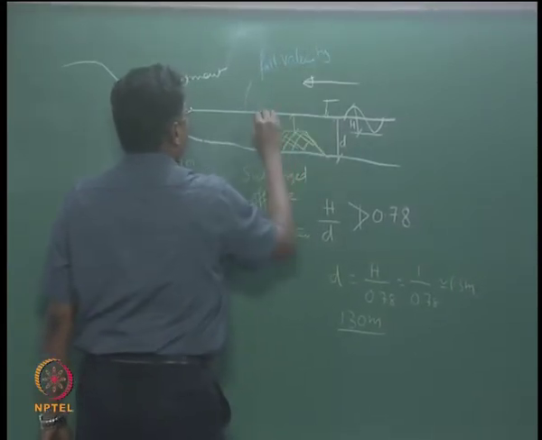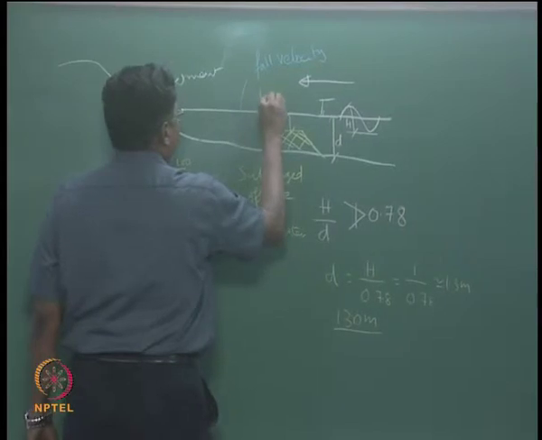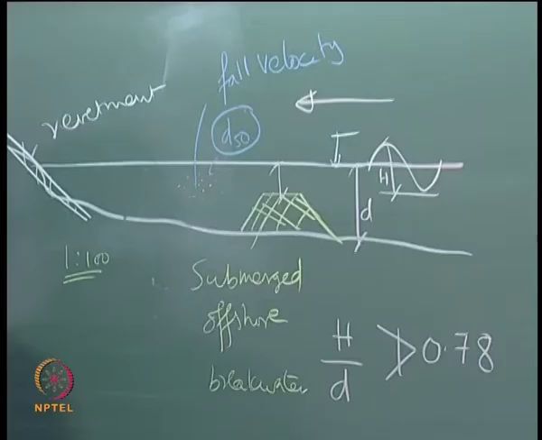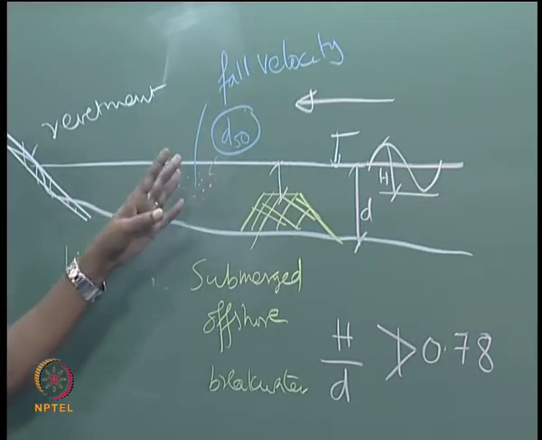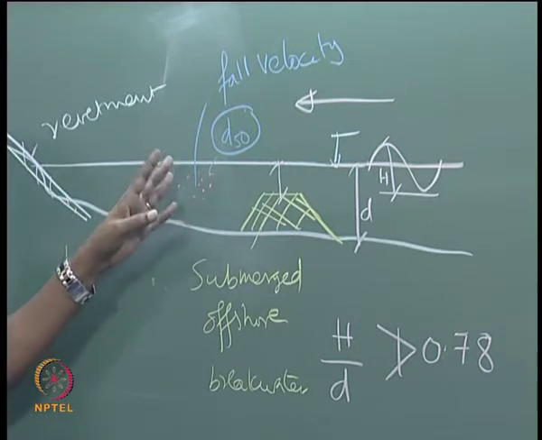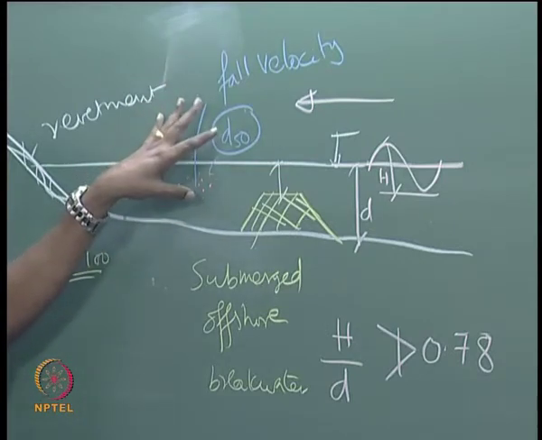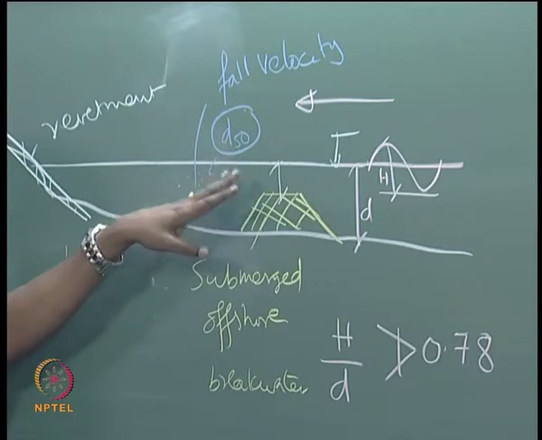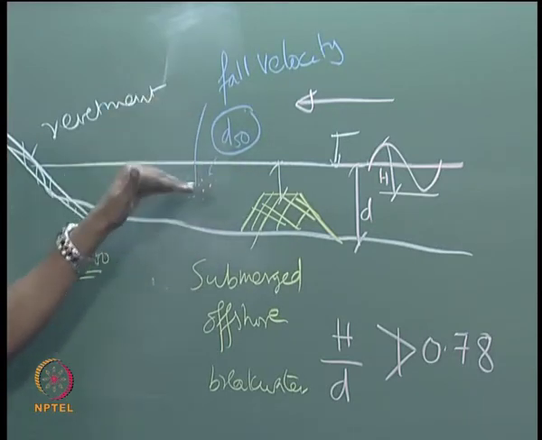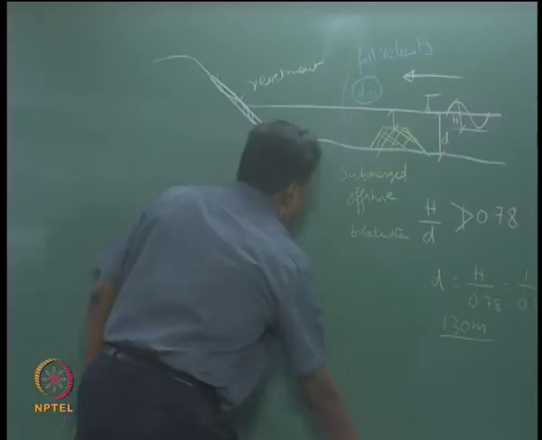It depends on the grain size, we call it the D50 size, that is the size of the sand particle. Due to wave and current, if the velocity is more than the fall velocity, the sediment will be suspended. If the wave and current velocity is less than the fall velocity, this sediment will get deposited.